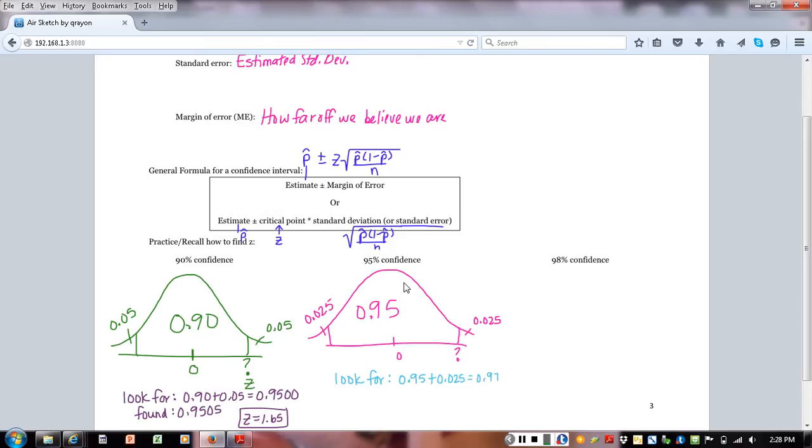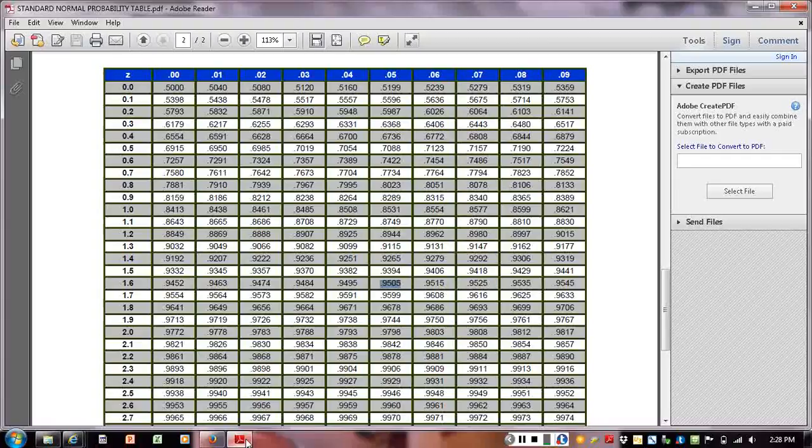So we're going to go to the table looking for 0.9750. There's our jump. Closest thing we can find, we can actually find this one perfectly. So we find 0.975.